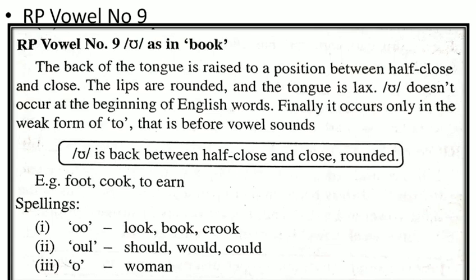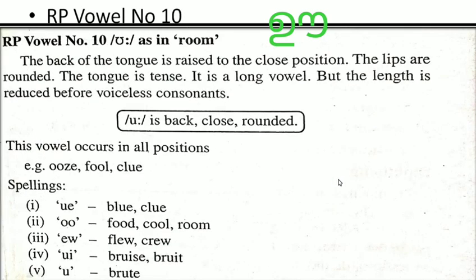After "to" comes a vowel sound. So when "to" comes before a vowel, that occurs only in the weak form of "to", not the strong form. That is before vowel sounds.